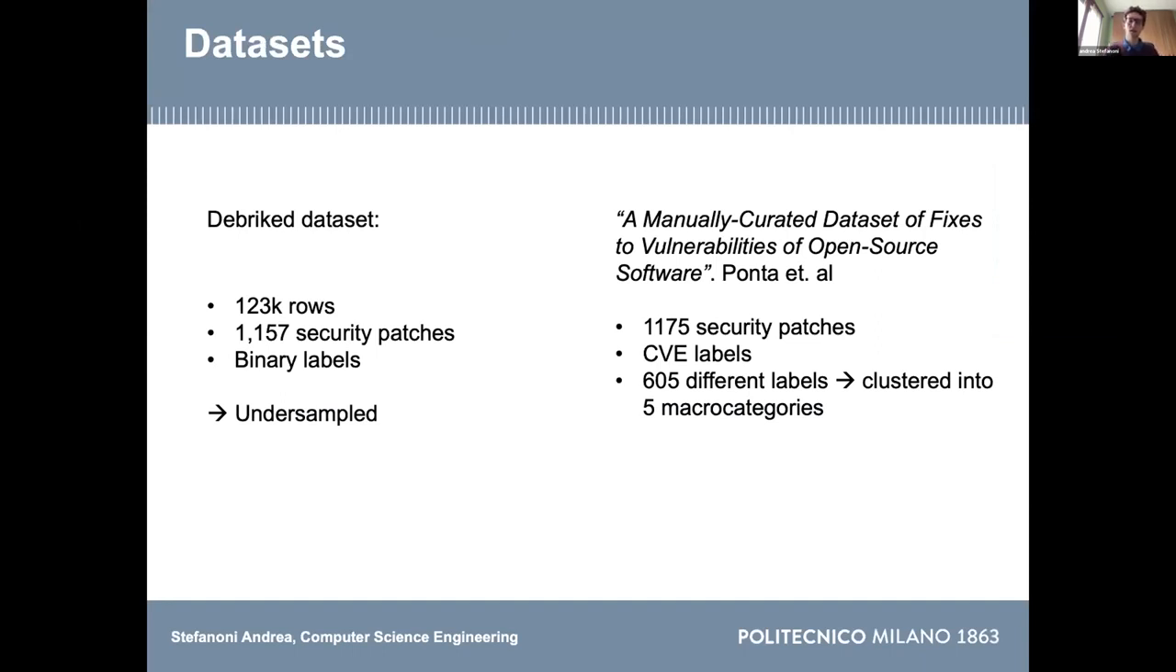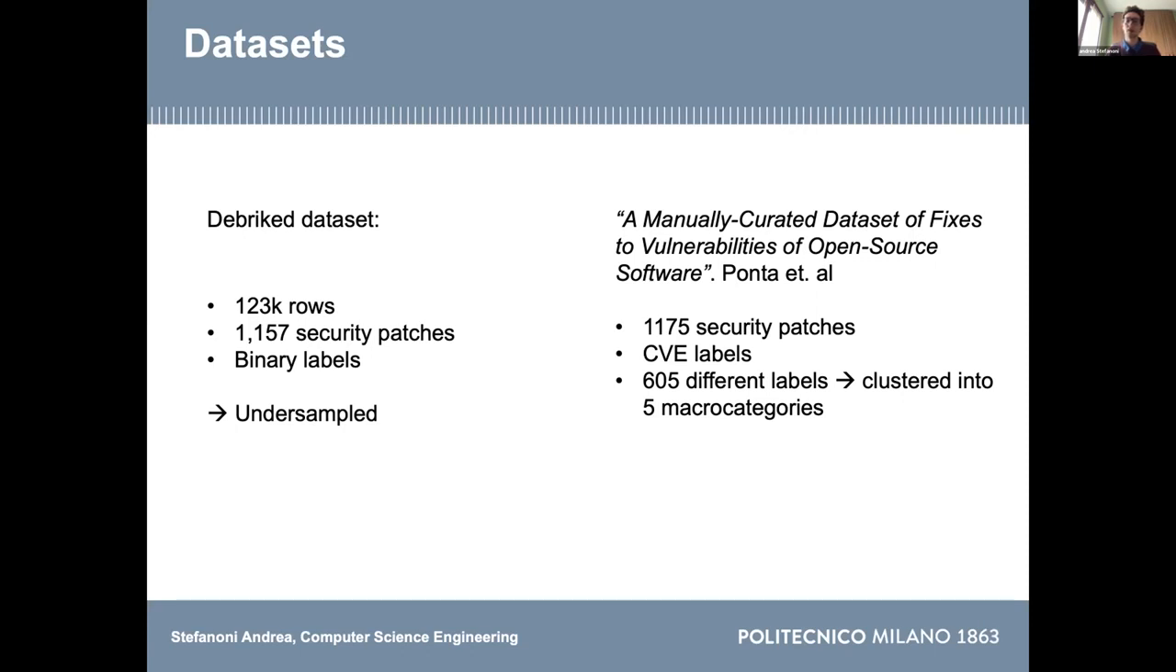collected by Debricked. It contains 1100 security patches with binary labels, and there are 123,000 rows that are not security patches. To solve this highly imbalanced problem, we follow the example of all the other methods in the literature that undersample the majority class to have an easier problem to tackle.